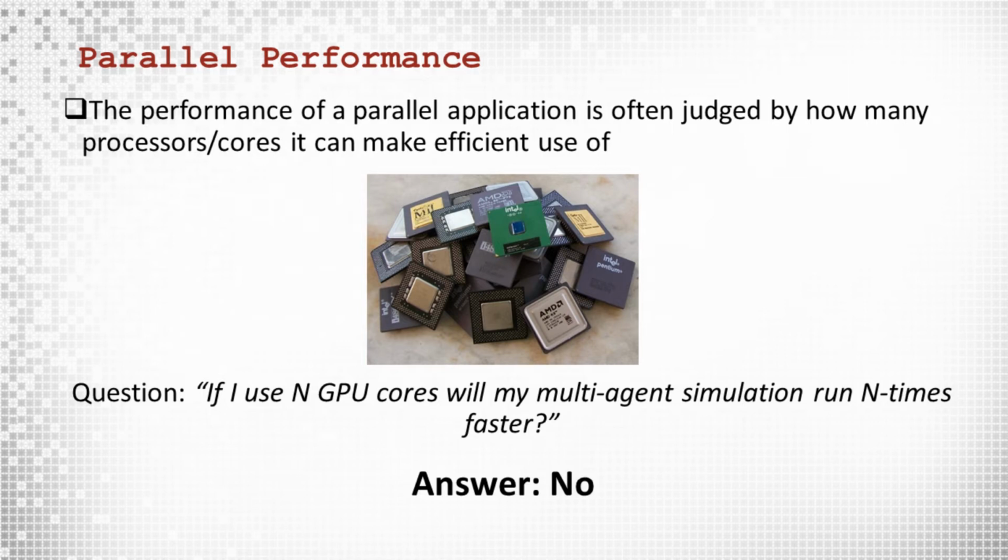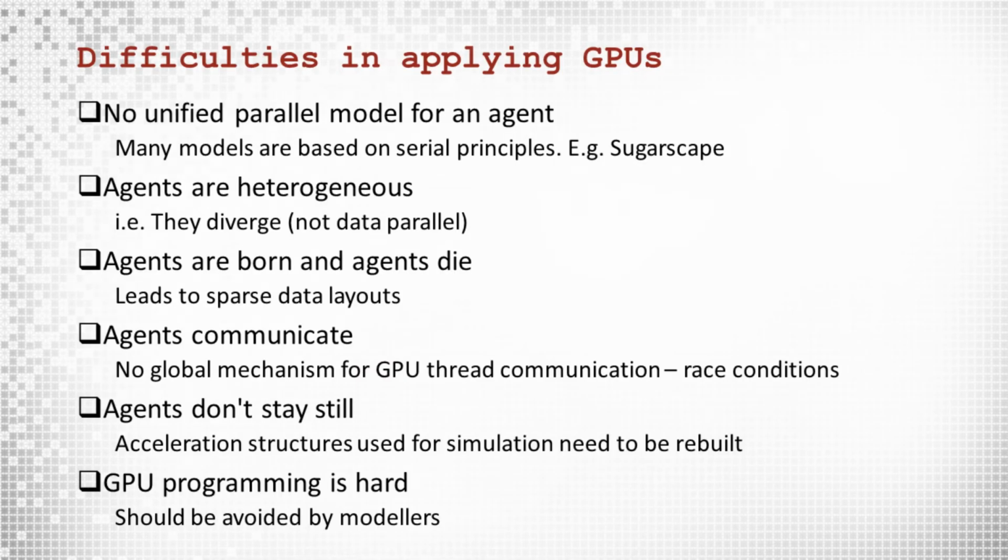Although GPUs have got lots and lots of cores, they work in a data parallel way. And agents, although they are individual and could be simulated individually, do lots of things that mean they're not completely independent. For example, they communicate with each other. This is the complex side of the complex system. There's no unified parallel model for an agent. Lots of people do agent-based models that are inherently serial in their design, so transferring that to a parallel architecture is quite difficult. They do all kinds of annoying things like being born and dying. They don't stay still, they move around. And likewise, GPU programming is really hard.